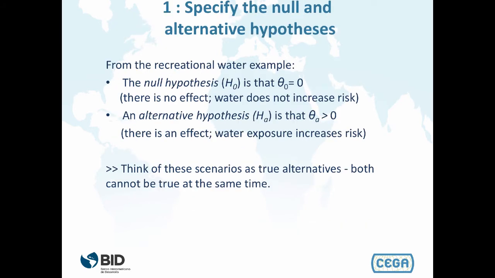From the recreational water example, the null hypothesis is there is no effect. Water does not increase risk. The alternative hypothesis is there is an effect. Water exposure increases risk. You can think of these scenarios as true alternatives, but both cannot be true at the same time. Exposure to water cannot both have no effect on GI risk and have a positive effect on the risk.